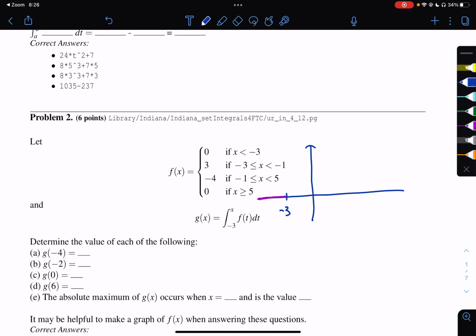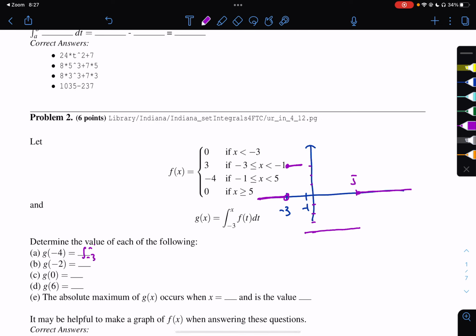If it's between -3 to -1, your function value is 3. You may want to spend some time specifying the boundaries, but it doesn't matter that much. And then -4, so starting from -1, go all the way up to 5, and then it's like that. So this is a graph of our function.